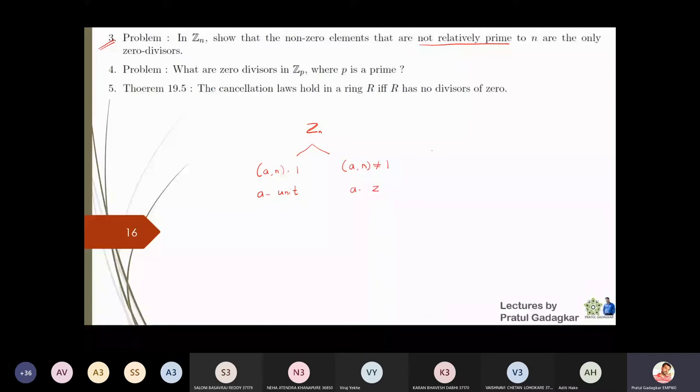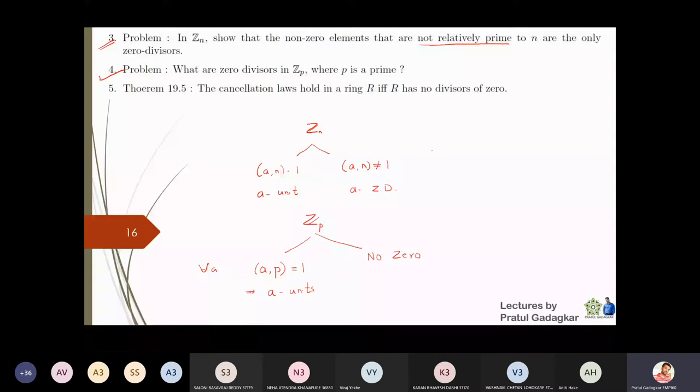If I look at the second thing, what are the zero divisors in Zp? So if you're looking at Zp, you know that if you take any number which is less than p, then it is always relatively prime, and therefore this is true for all a in Zp. So this means that all the elements are units, and therefore Zp has no zero divisors, so no elements remain here.